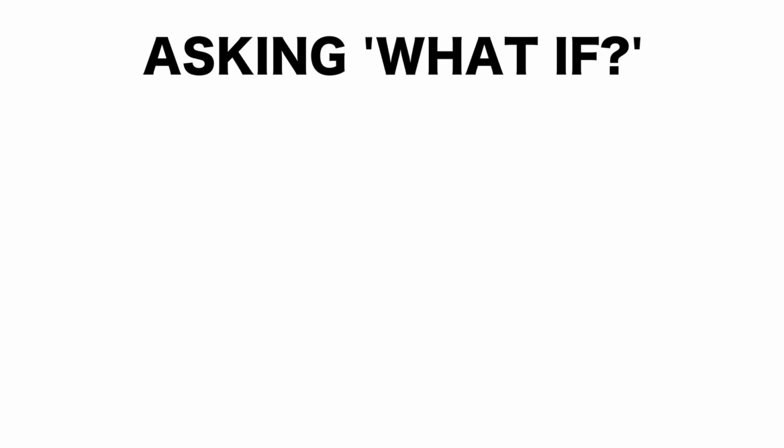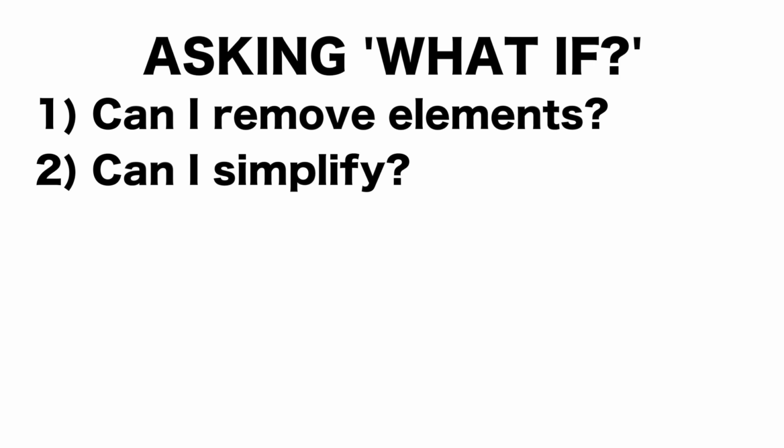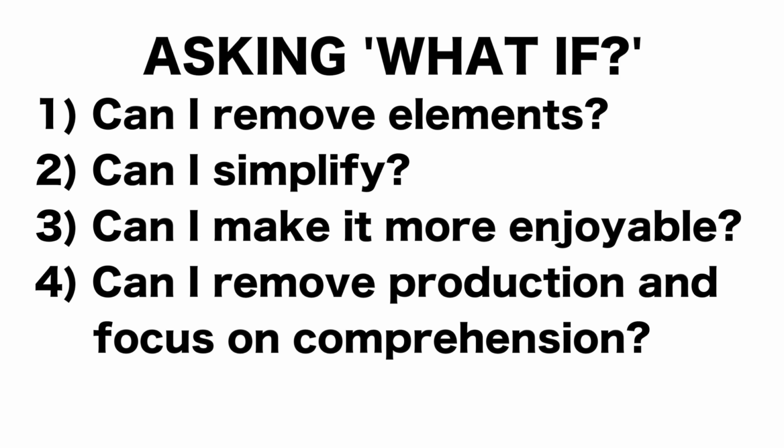Now, having clarified my goals and priorities, I began to ask questions in order to address the issues that I was facing. Number one, is there a way that I can remove elements and still retain 80 to 90% of the benefit? This would allow me to get through more material in less time. Number two, is there a way I can simplify this? Number three, is there a way I can modify this approach to be more enjoyable while still getting 80 to 90% of the benefits? And number four, since reading is my priority, can I remove production elements and still retain my ability to read kanji?